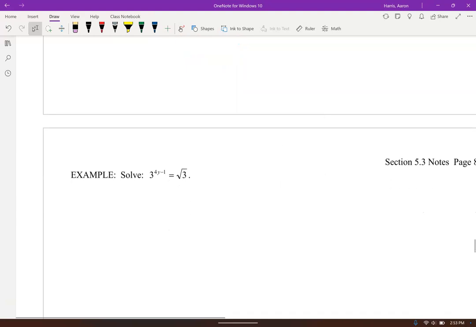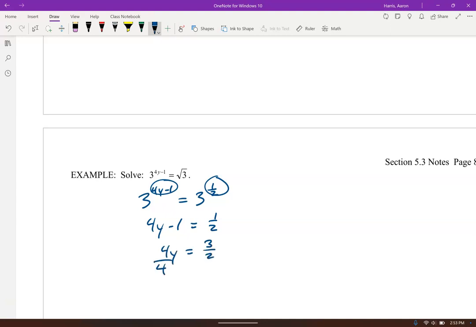How about this one? Notice the left one's a base 3. How about root 3? Well, that's in radical form. In exponential form, that's 3 to the 1/2. So 4y minus 1 has got to equal 1/2. Add 1, add 1. Divide by 4, divide by 4. So we got 3/8 on that. Y's got to be 3/8 to make that one true.